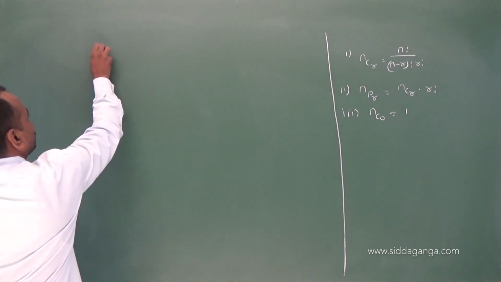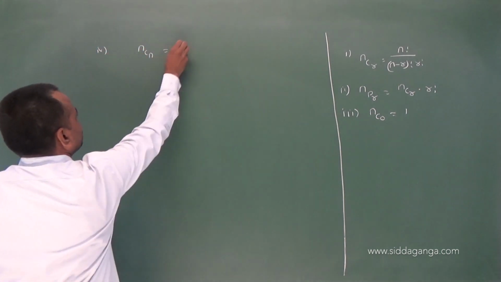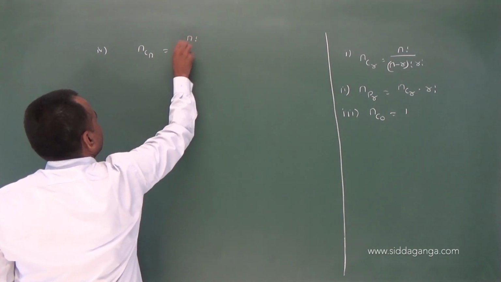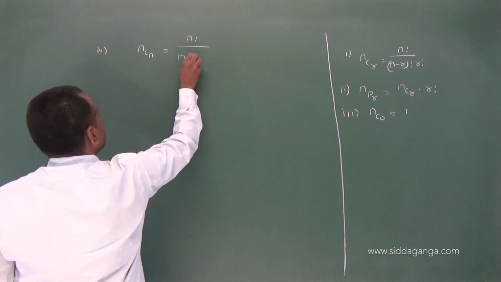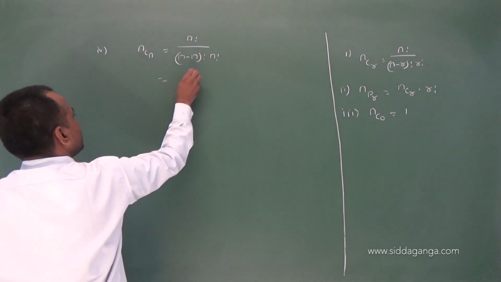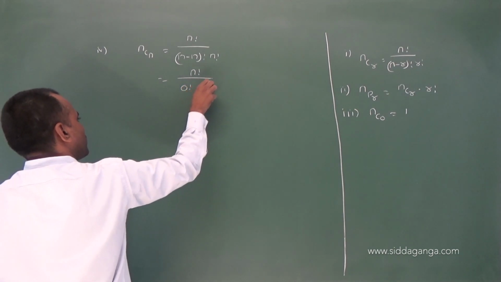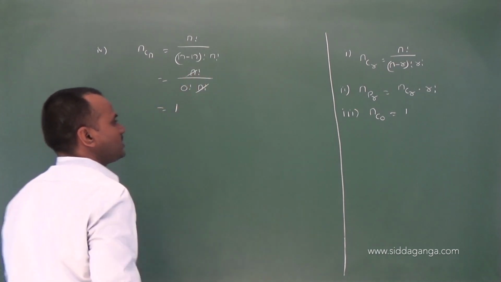I think the fourth one, nCn. We will see this one also. n factorial divided by (n minus n) factorial into n factorial, which is n factorial divided by 0 factorial into n factorial. They get cancelled. Again it is 1.